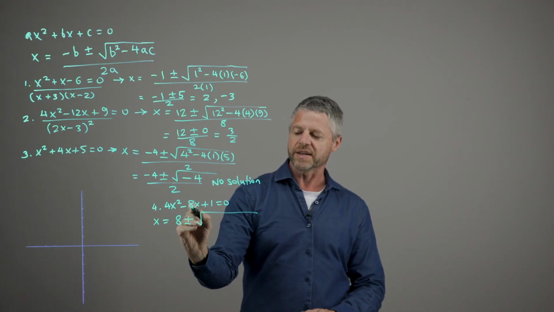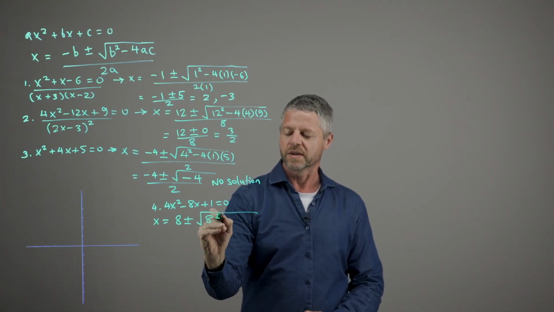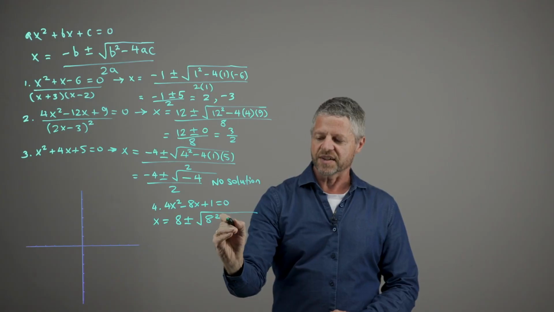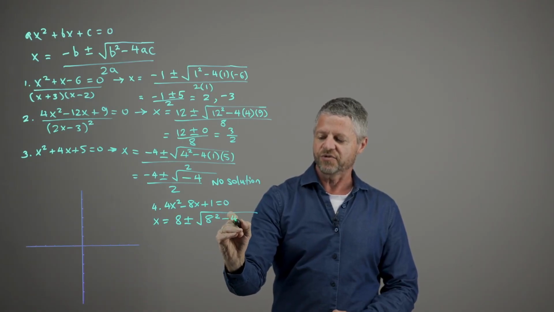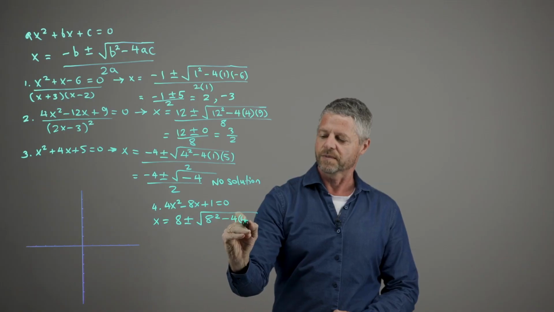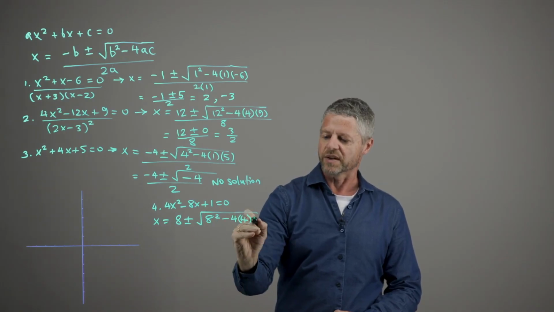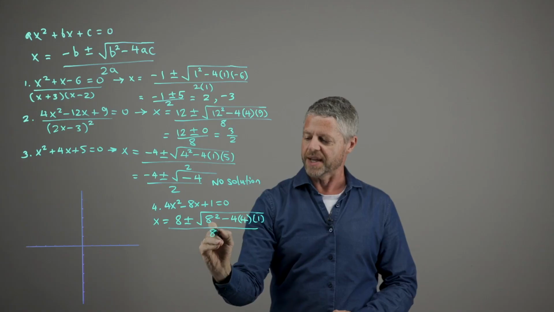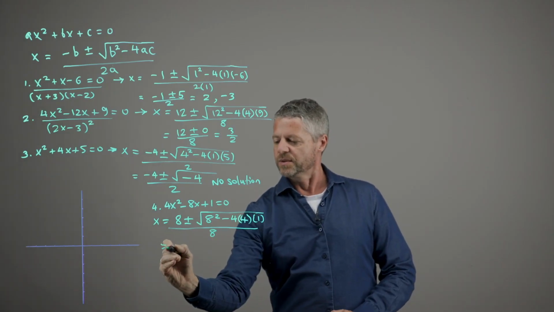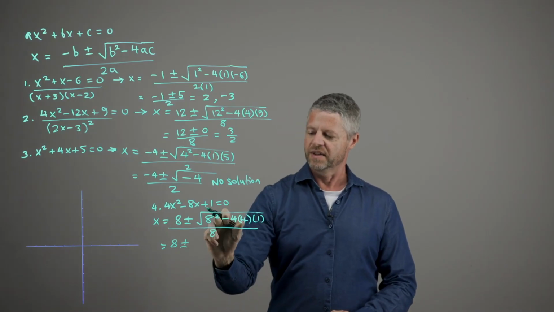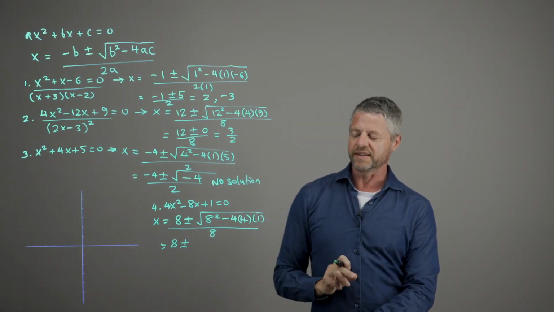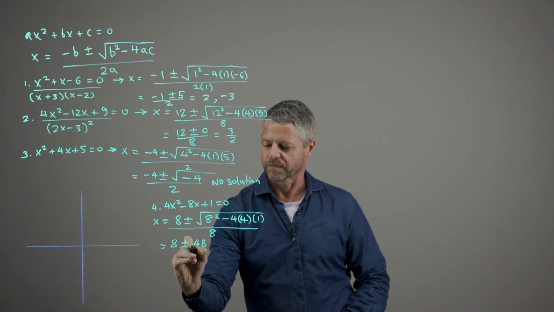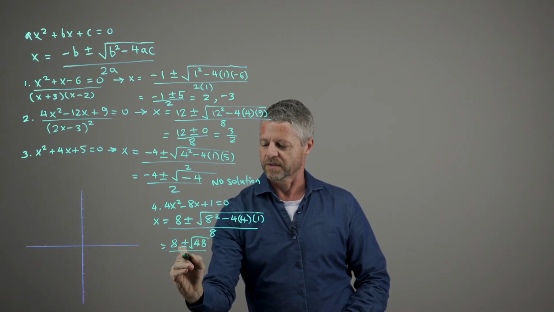square root of b squared. So b is minus 8, but minus 8 squared is the same as 8 squared, so just to save some writing, I'll just write 8 squared, and then minus 4a is 4, and c is 1. And divided by 2 times a will be 8. So we got 8 plus or minus 64 minus 16, which comes to 48, divided by 8.